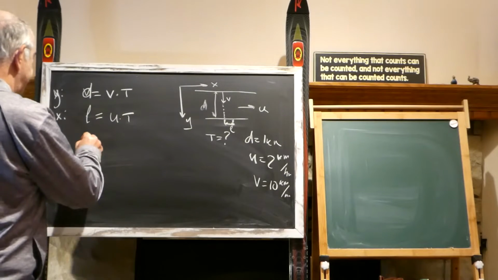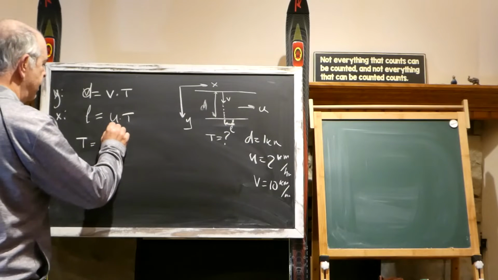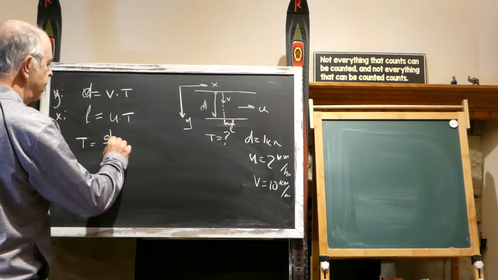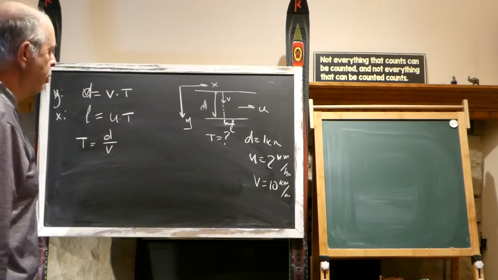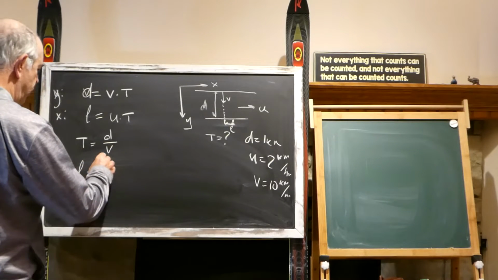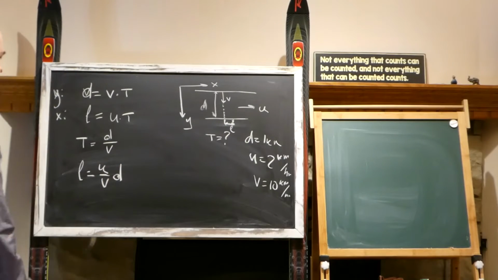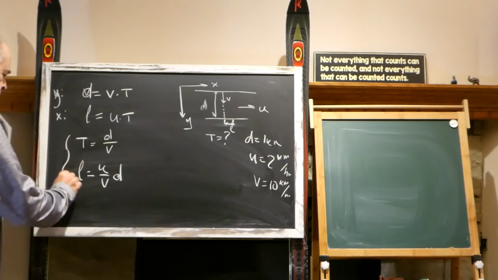And of course, we can find t. Right from the top, it's d over v. d is known, v is known, and of course we know L. It would be u over v multiplied by d. And this is the answer.